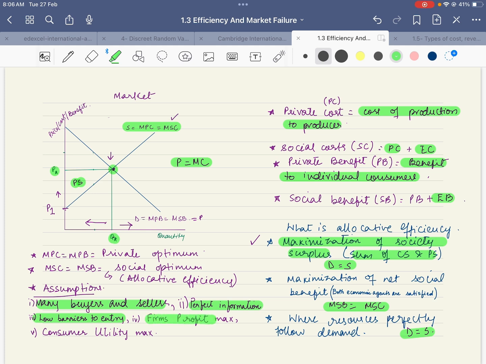Firms work to maximize profit and consumers work to maximize utility. Under all these assumptions, when all three conditions are met, allocative efficiency can be achieved. But even if one of the conditions of allocative efficiency is breached, then you cannot attain allocative efficiency. It is necessary that all three conditions are met.